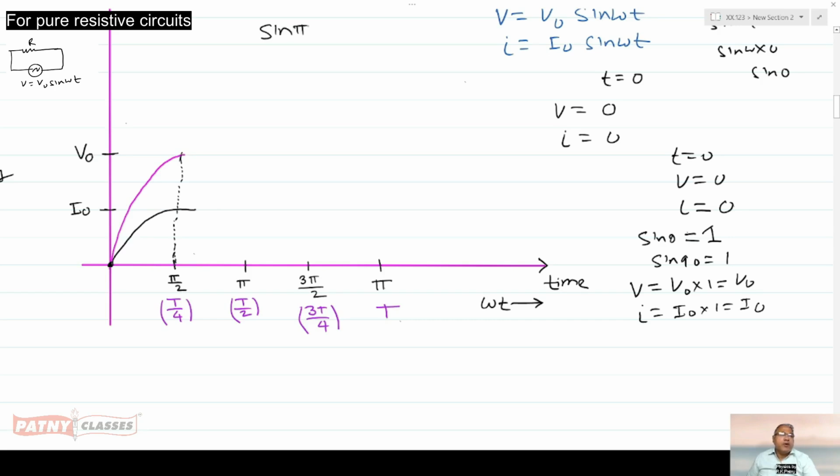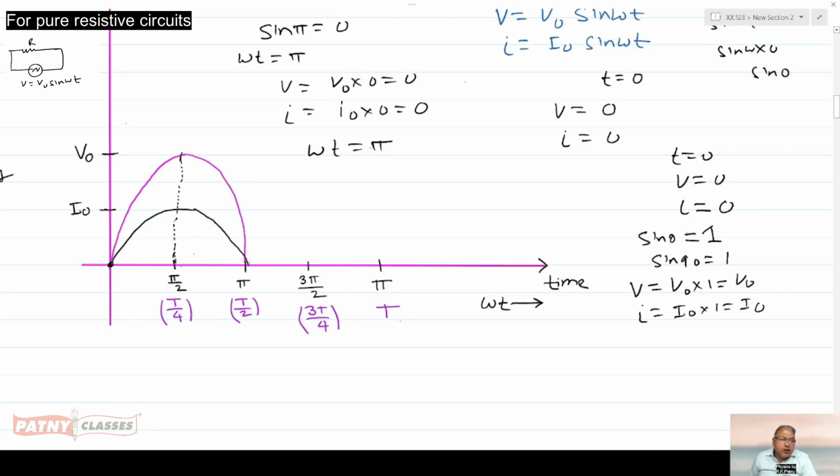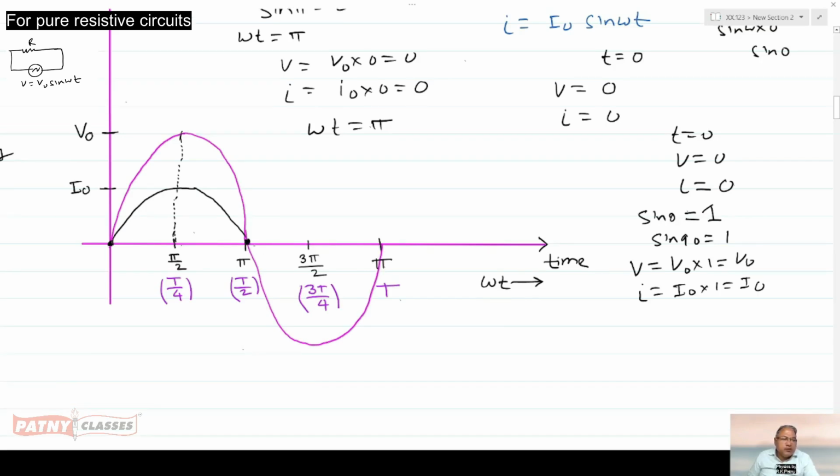We know that sine pi equals 0. Therefore, at omega t equals pi, V equals 0. So the voltage becomes 0 at omega t equals pi. Similarly, the current will become 0 at omega t equals pi. If we continue the calculation and draw the graph, then we get the graph like this, for voltage and for current.